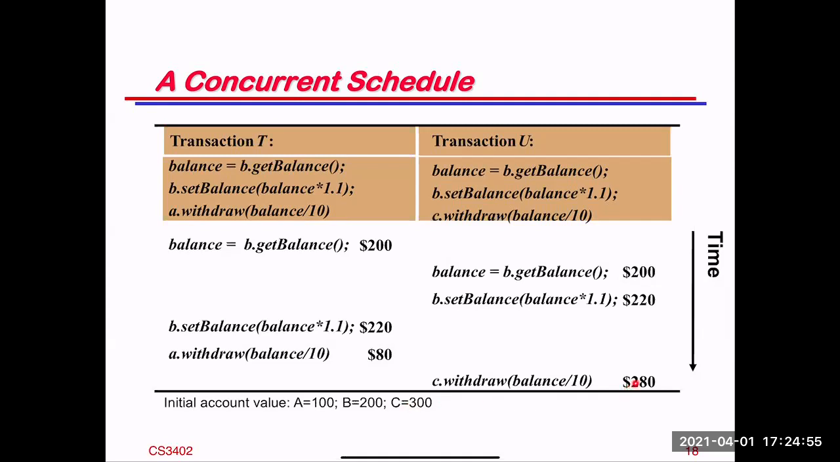No, it's the same database that we're looking at, just two different processes. One is transaction T and the other one is transaction U. So the variables between these two are not shared. These are local variables.